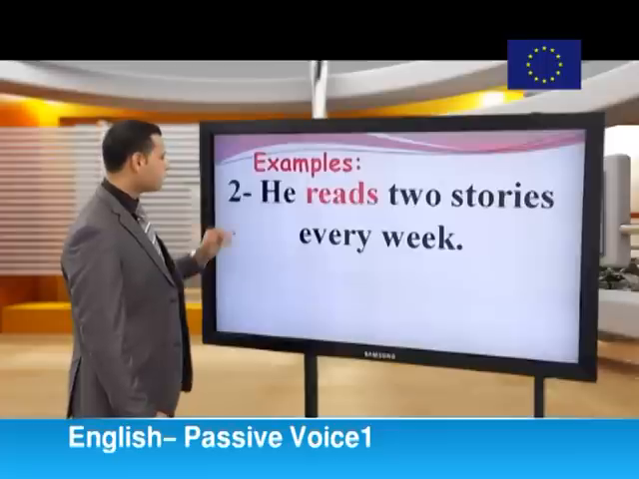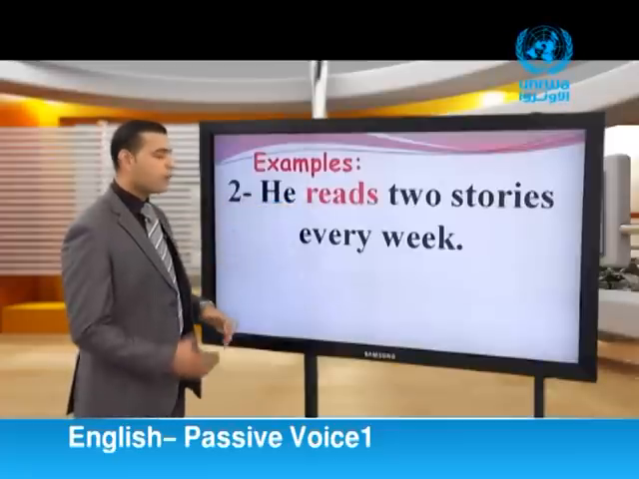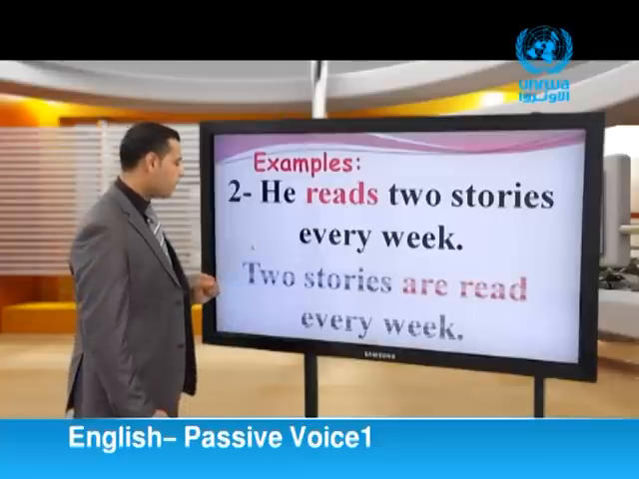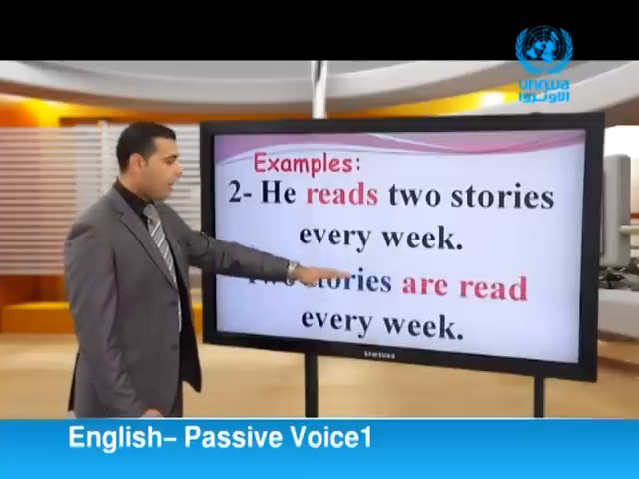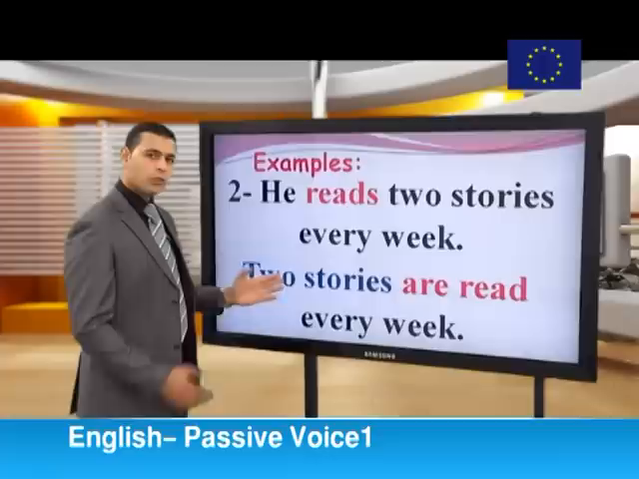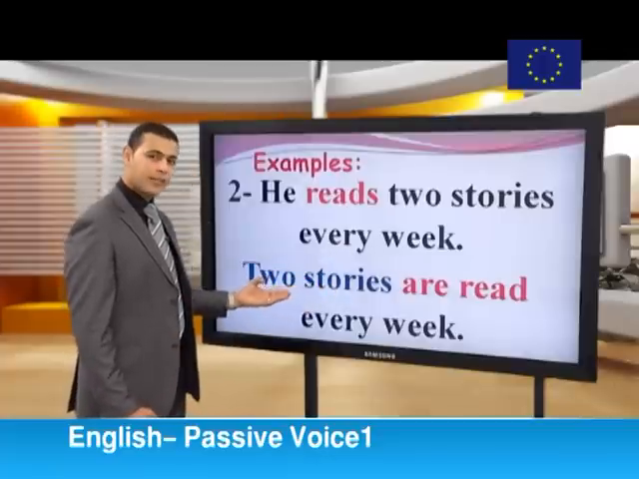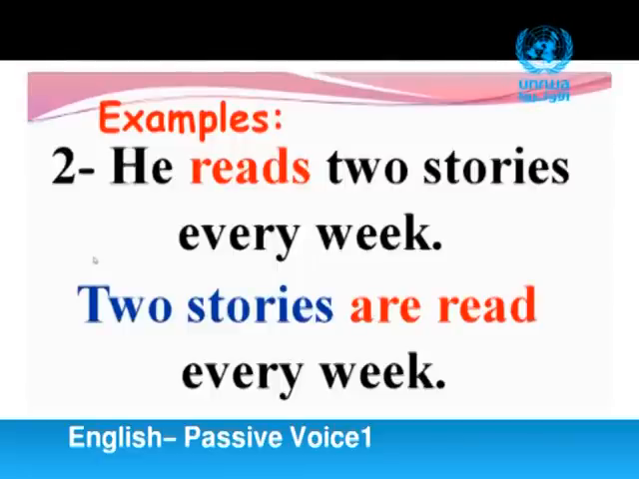Example number 2. He reads 2 stories every week. Let's look here. 2 stories are read every week. 2 stories is a plural subject. We use the past participle, the third form of the verb reads. So here, read is an irregular verb. Read, read, read. Let's read the sentence for the last time. 2 stories are read every week.